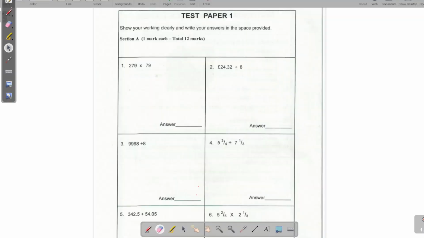This is test paper 1, questions 1 to 22. So let's look at question 1. Question 1 is a long multiplication, 279 multiplied by 79.